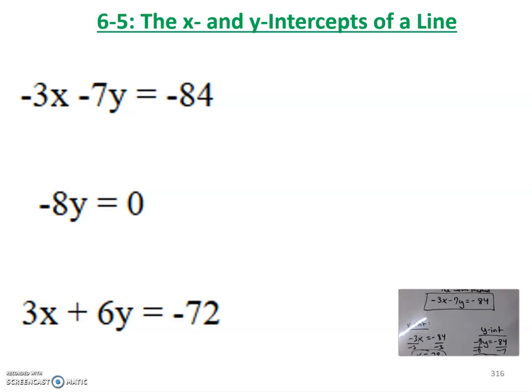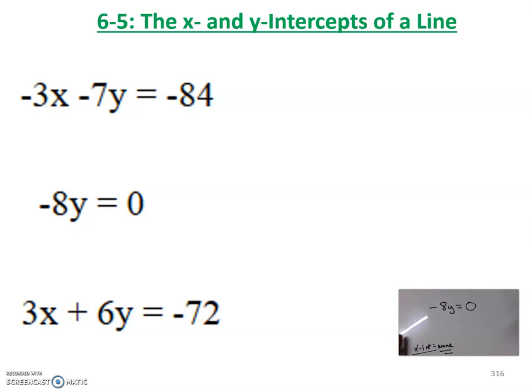Let's try another one. So the next example is negative 8 times y equals 0. This one's interesting. I want you guys to think about what you've already learned in the past. If I have negative 8y equals 0, there's no x here. So this means if I'm trying to find the x-intercept, I can't do that. There's no x value, which means the x-intercept is none.